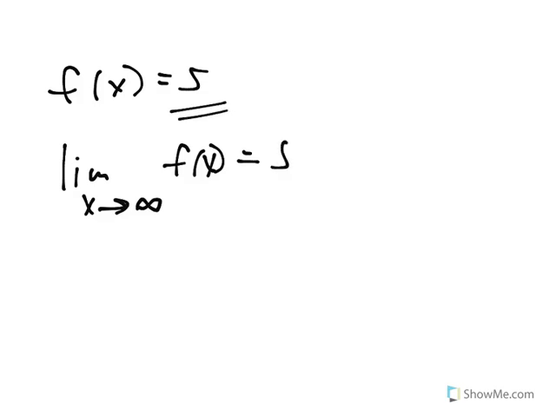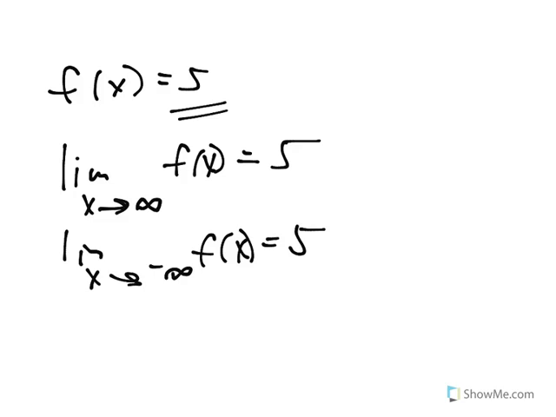If the function is a constant, the limit's going to be a constant also. It's also true for this function if I go to negative infinity. So that's, if it's a constant, that's one that is just common sense. But what if it's not a constant?